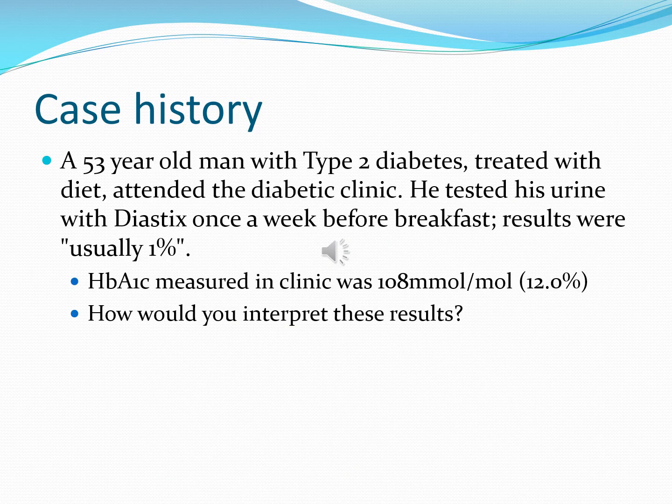So another case, a 53-year-old male with type 2 diabetes, treated with diet. He attended the diabetic clinic, and he'd been testing his urine with Diastix once a week before breakfast, and the results were usually 1%. However, the HbA1c that we measured in the lab was 108 millimoles per mole. How would you interpret these results? Have a think.